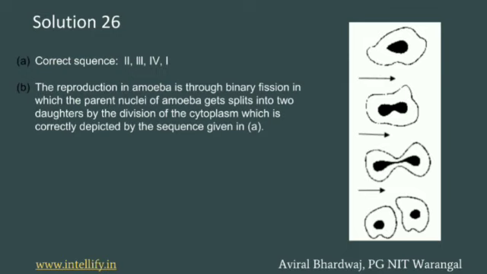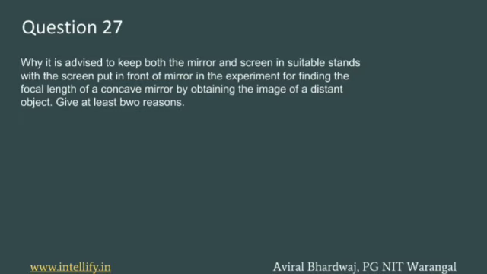The reason it is correct is that reproduction in amoeba is through binary fission. You know that the parent nucleus of amoeba gets split into two daughter cells by the division of the cytoplasm. So the correct sequence is option A. Next is question 27.